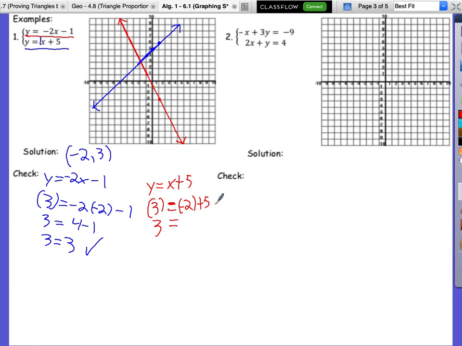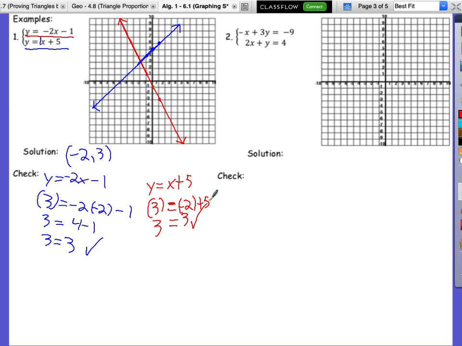-2 plus 5 is 3. Does 3 equal 3? Yeah. We checked it, it works. So if we were to get anything other than 3 equals 3, or anything other than something equals itself, it doesn't work. Because say if we got 3 equals 4, it doesn't work.